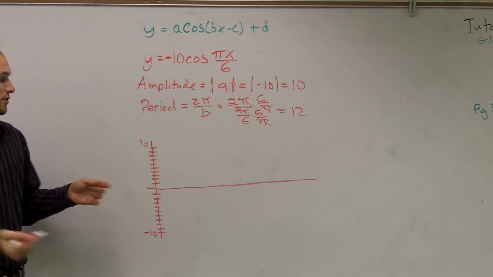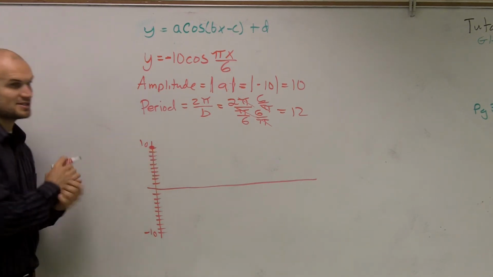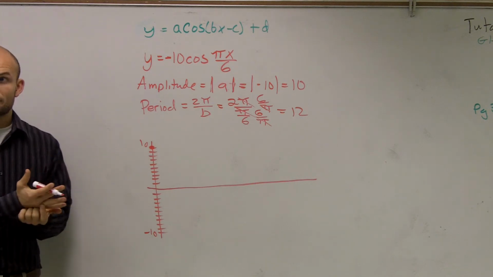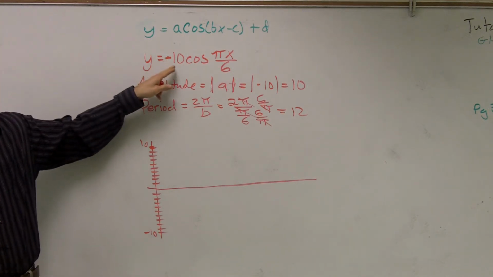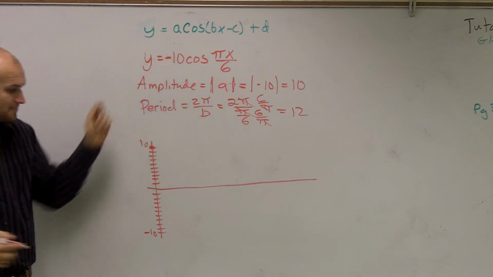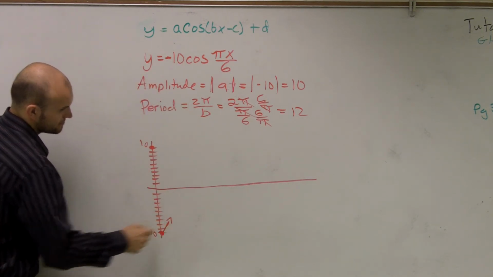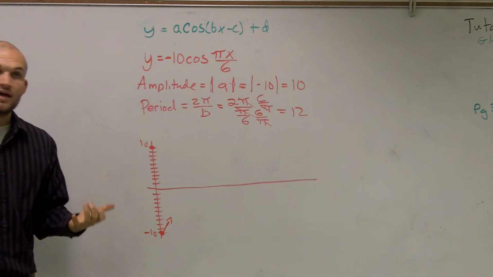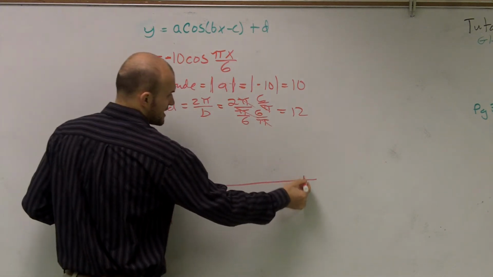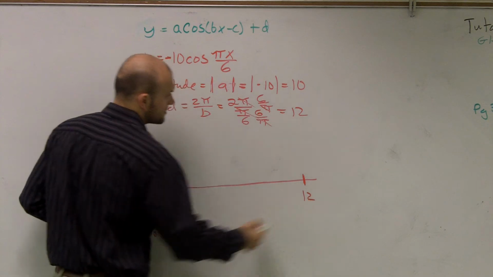Then I also know that my parent graph starts here, right? The parent graph for cosine? But this is a negative, so that means I'm going to reflect it. So now my graph is going to start down here. All right? Then we find our period, which will say, all right, let's make this to be 12.